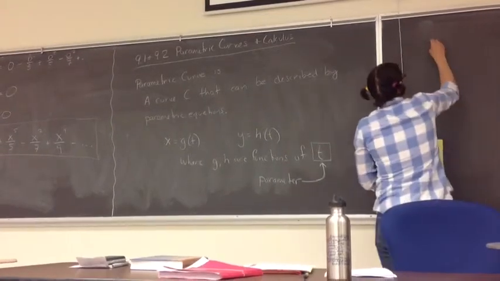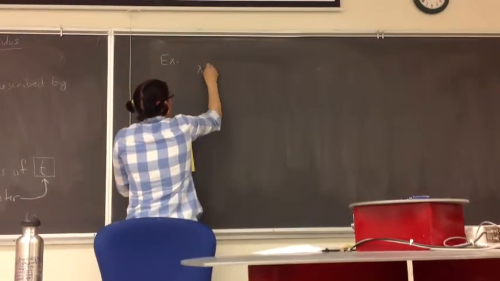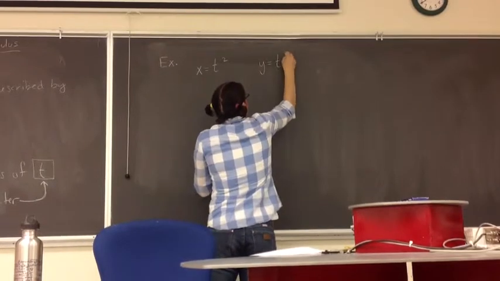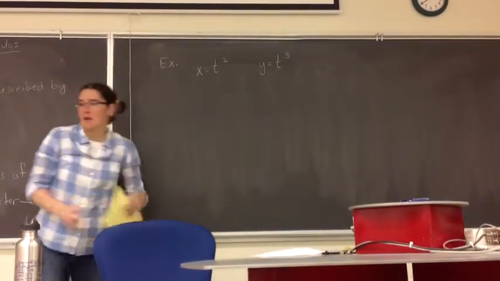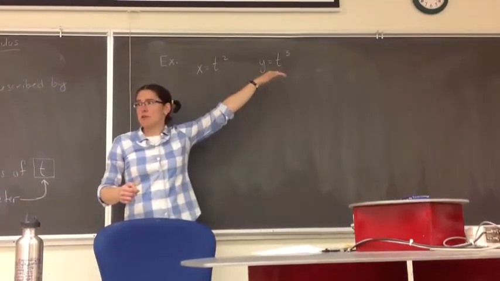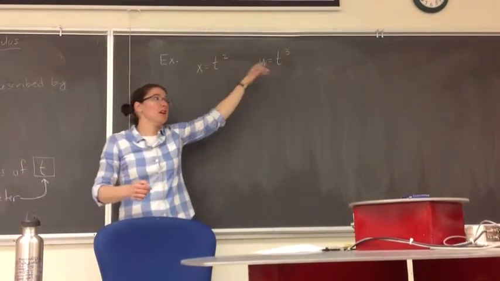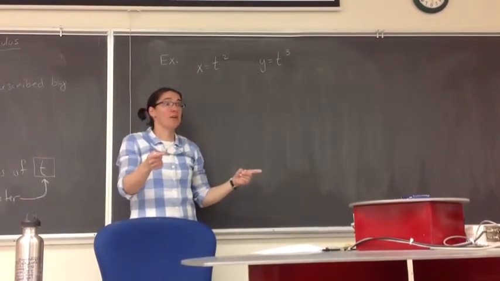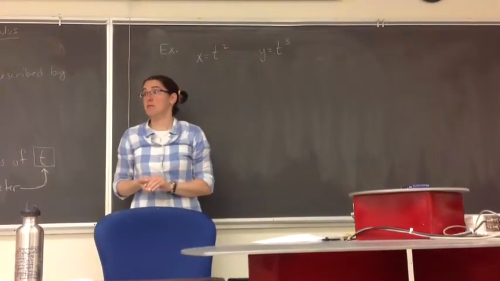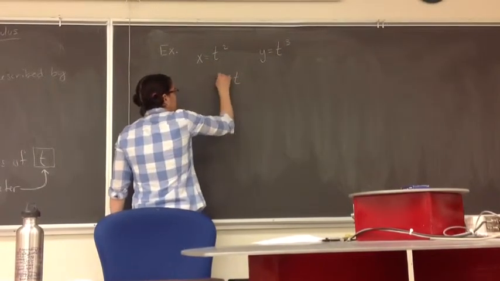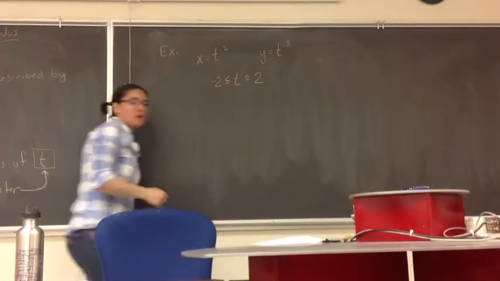Okay, so our first example is the one that I showed as a picture on Mathematica on Wednesday. We had x is equal to t squared, and y is equal to t cubed. I know they're parametric equations because I have an x and a y, and both the x and the y are functions of some variable t. Oftentimes, we're given boundaries for that parameter. So I might be told that t is between -2 and 2.